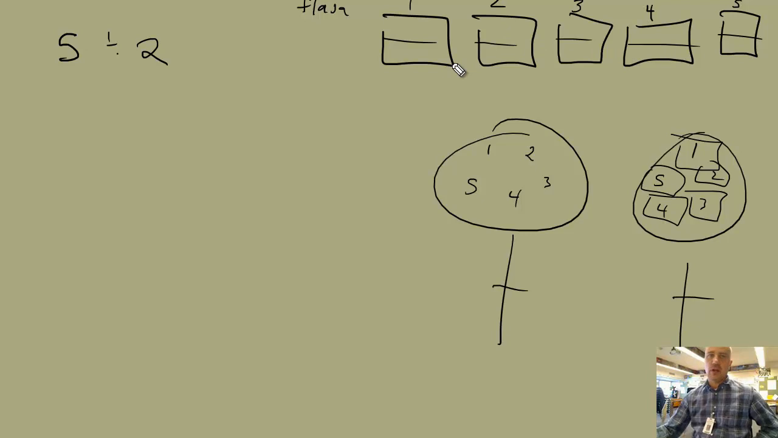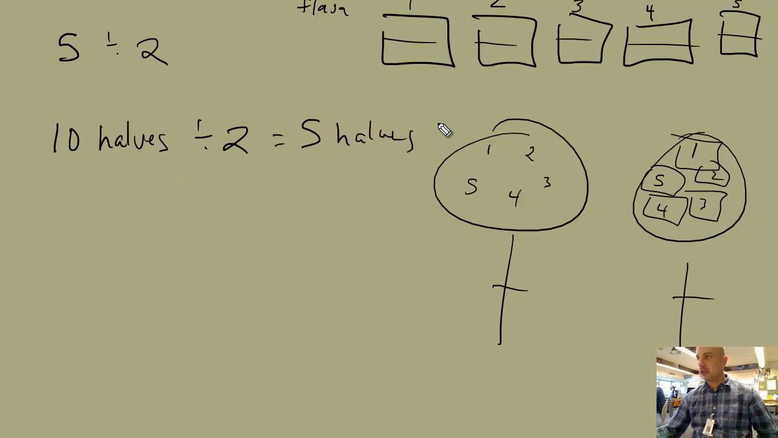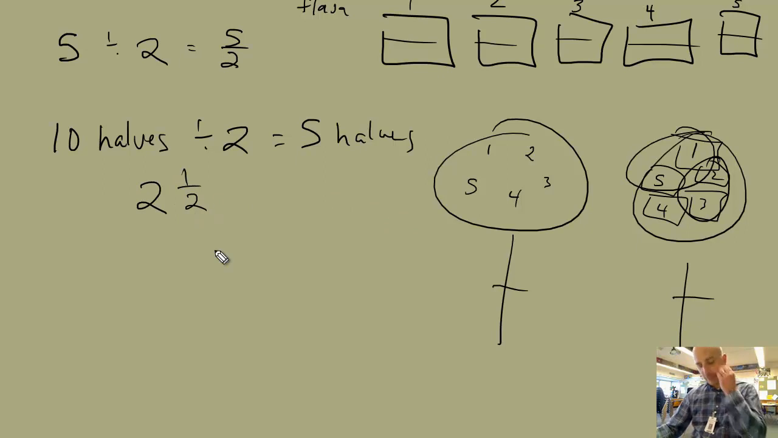So how many total halves did we start out with? How many total halves did I begin with? Did I divide? 1, 2, 3, 4, 5, 6, 7, 8, 9. I had 10 halves, and I divided them by 2 people, and I got a total of 1, 2, 3, 4, 5 halves, right? So I have my 5 divided by 2, 5 halves, right? 5 halves. If I made this into a mixed number, I would have 2 total crackers, and I would still have a half left, right? Or 2.5 crackers, okay.